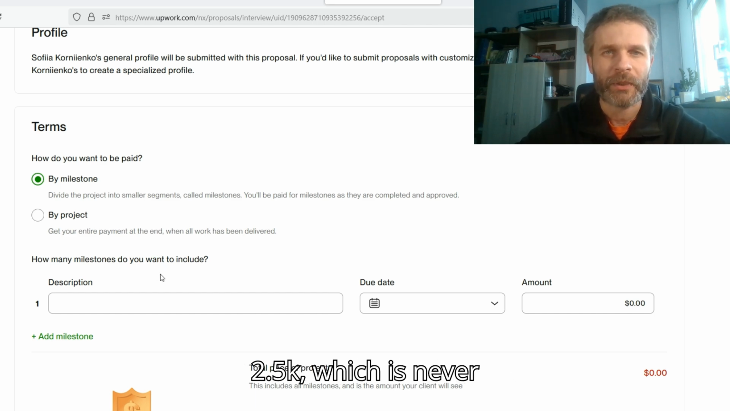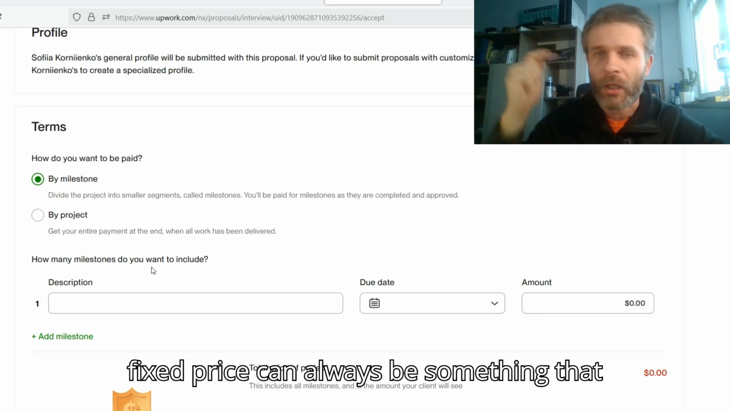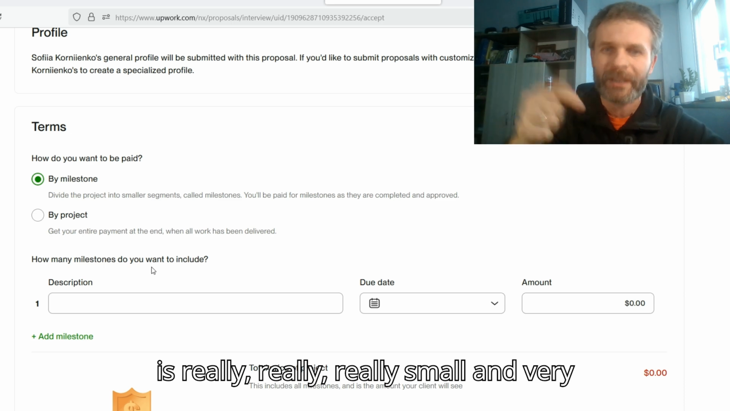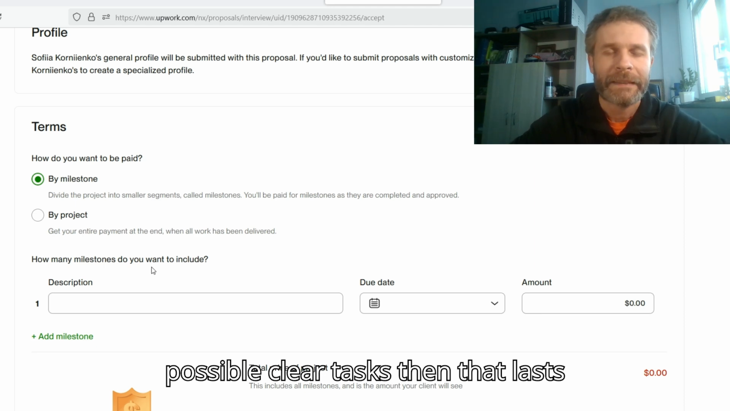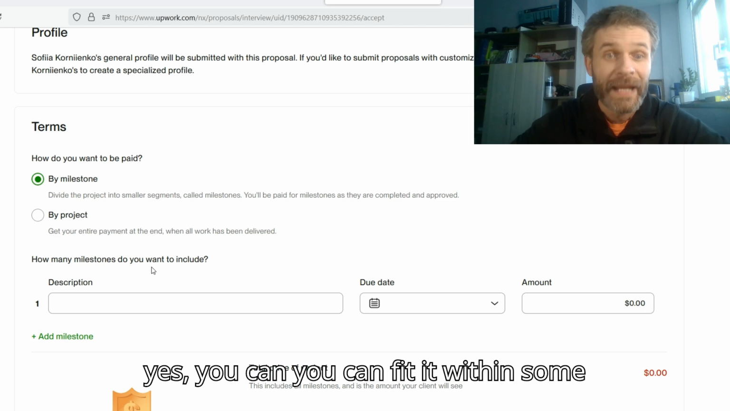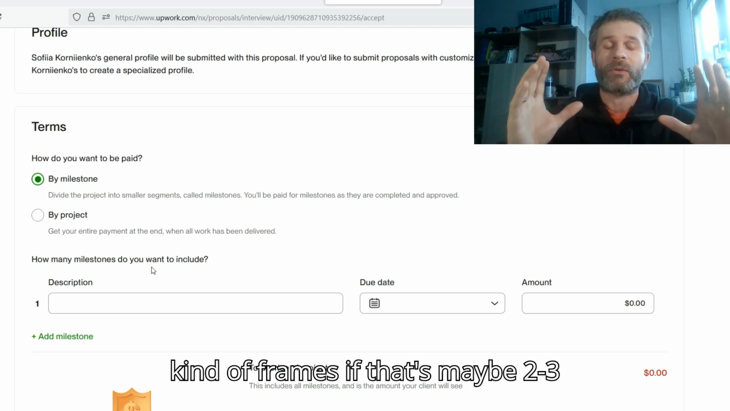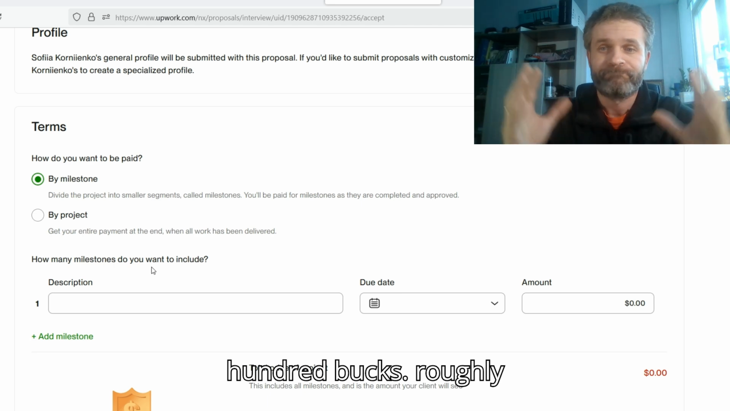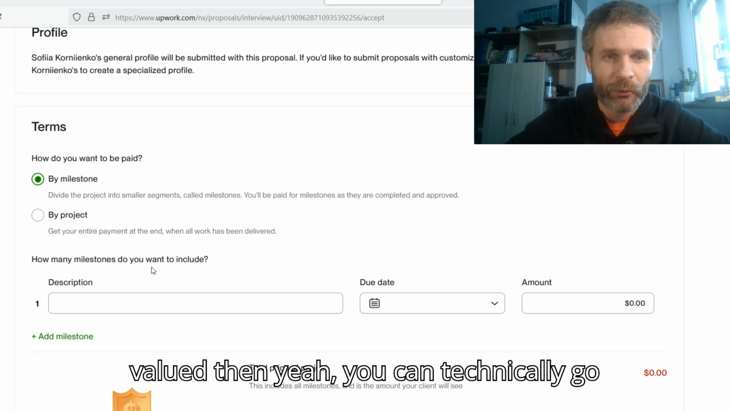fixed price 2.5K, which is never going to work. Why so? Because fixed price can always be something that is really small and very well defined. I mean, if you have as many clear tasks as possible, that last like, let's say, 4, 5, 6, up to 8 hours, then yes, you can fit it within some kind of frames. If that's maybe 200-300 bucks, roughly valued, then yeah, you can technically go for a fixed price.